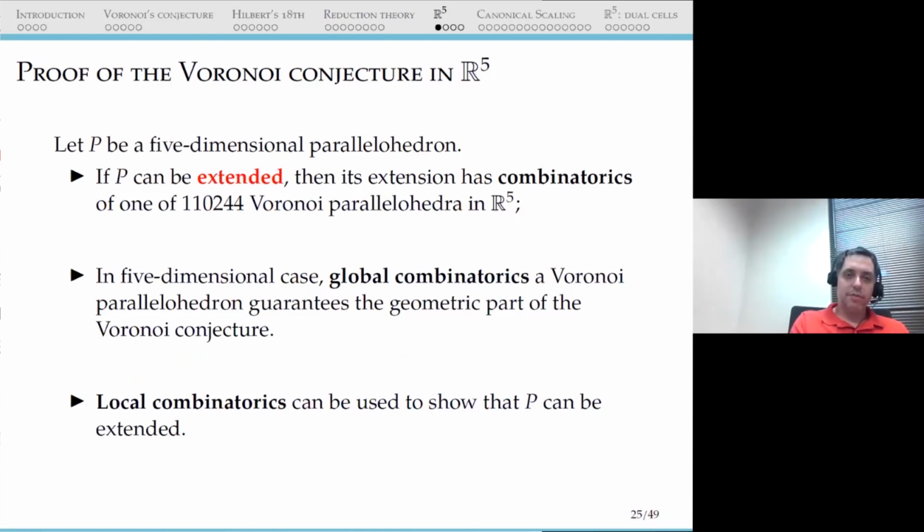And if you remember my description of the truncated octahedron and two other 3-dimensional polytopes, that's what is called shrinking or contraction. So the opposite operation is called extension. And in that case, we can show that the extension has the combinatorics of one of those polytopes. And another result that can be used here is that in the 5-dimensional case, we can use global combinatorics to enforce the Voronoi conjecture. So the global combinatorics of a Voronoi parallelohedron is actually enough to enforce it. Particularly, if there is a parallelohedron which is combinatorially equivalent to the Voronoi polytope, then it must satisfy the Voronoi conjecture as well.